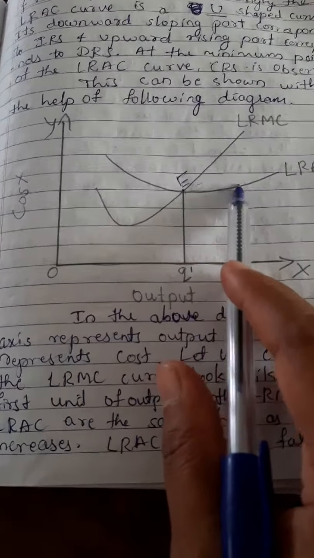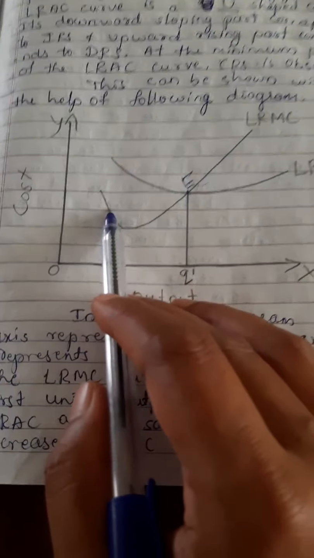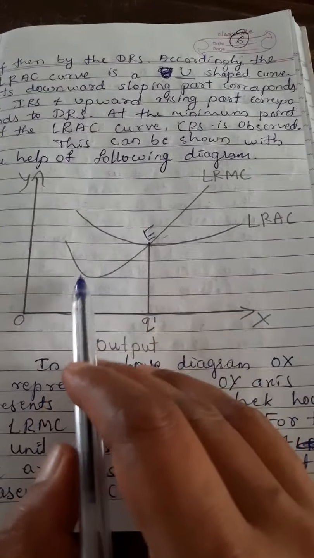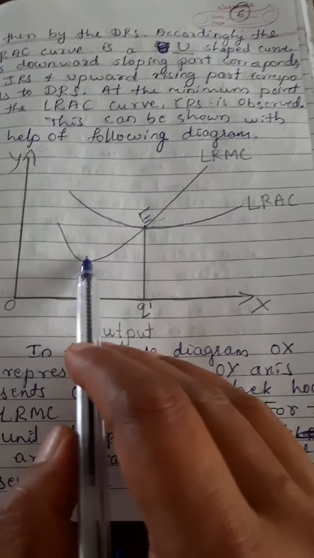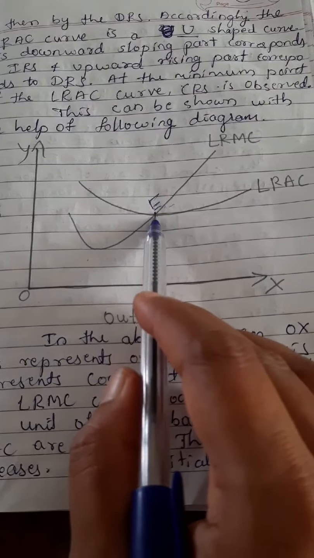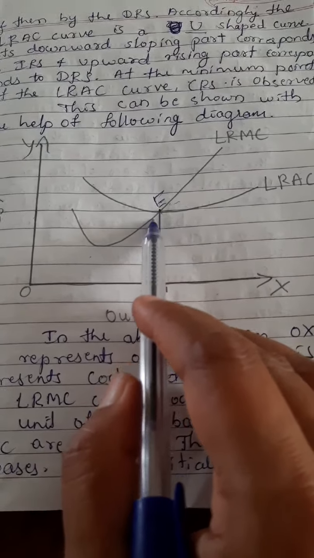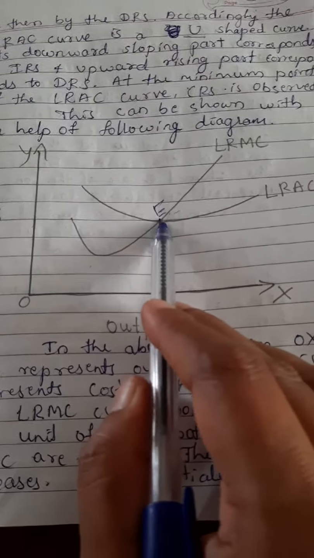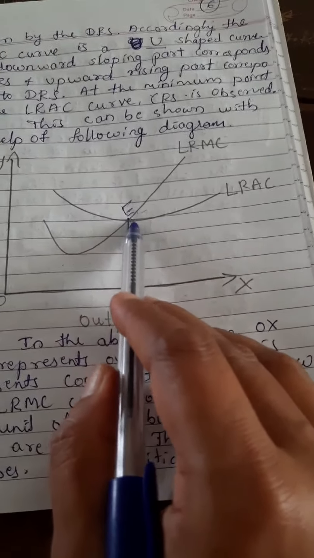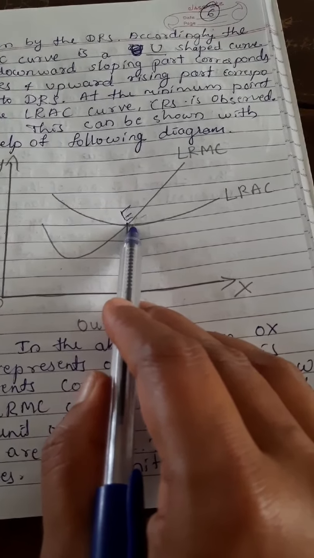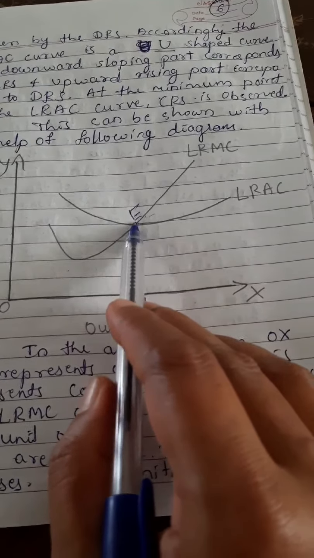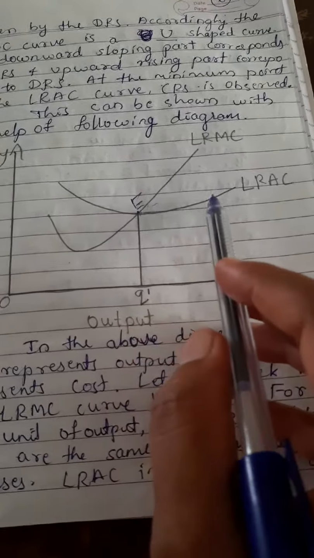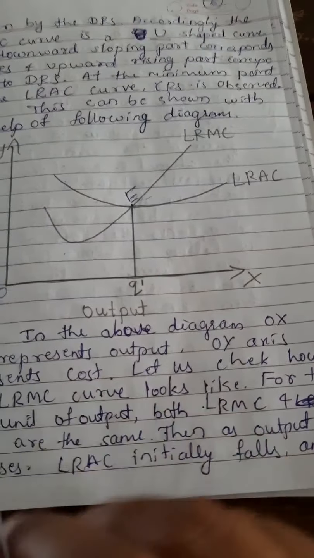And this one is here. In this point, in the beginning, MC is greater than AC here. Long run MC is greater than long run average cost here. But at this point, the equilibrium point, this one is the intersect point. It is called the intersect point. At E point, MC is equal to the AC. It means marginal cost is equal to the average cost. After reaching a certain level, the marginal cost will be higher than the average cost here.